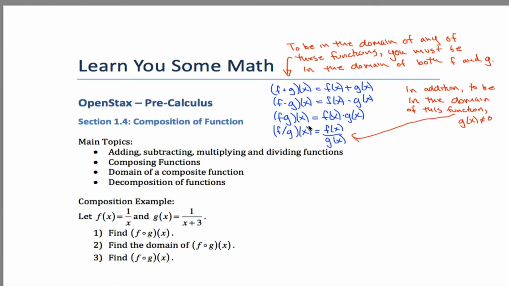You're a number, and you want to be in this domain. You better be in the domain of f. You better also be in the domain of g, and it also better be the case that when you yourself go into the machine g, what comes out is not equal to 0. And if you satisfy all 3 of those criteria, you, my friend, are in the domain of f divided by g of x.